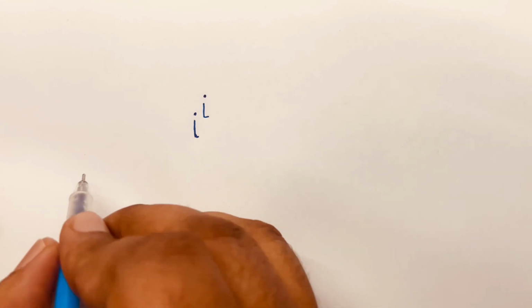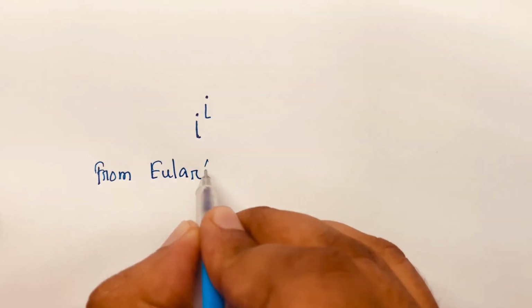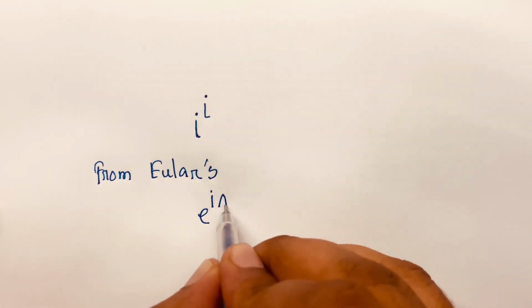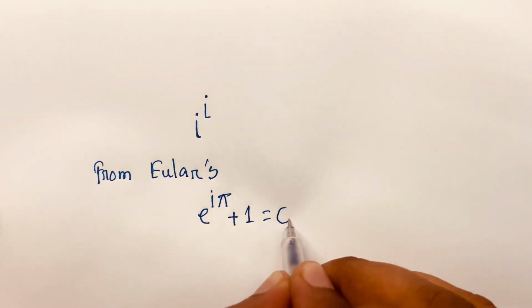Hello everyone, how to solve i to the power i is equal to what? So first of all, I can say from Euler's rule, e to the power i pi plus 1 is equal to 0.